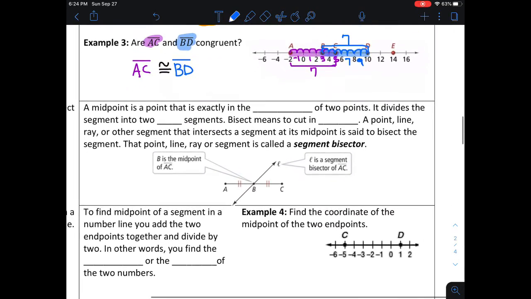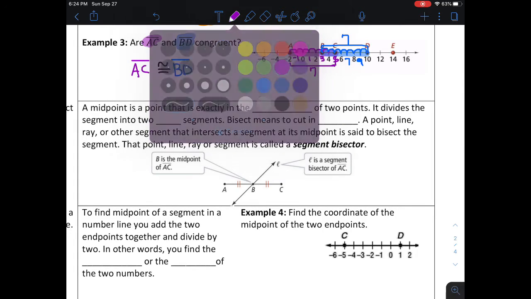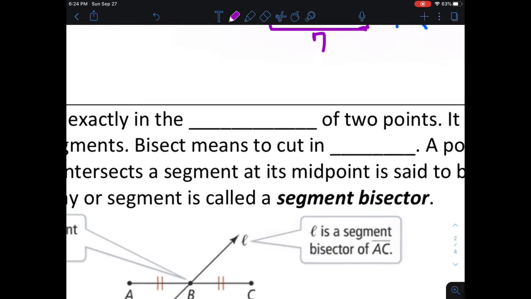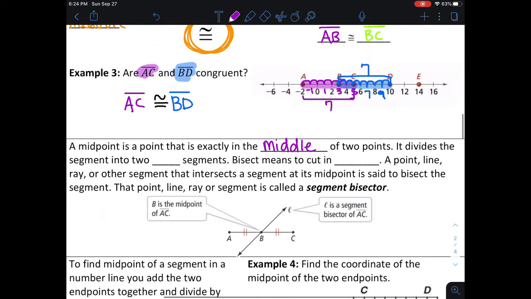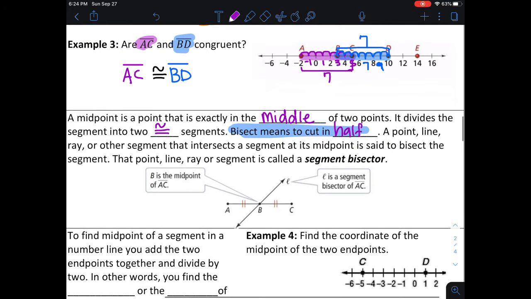All right, next, midpoint and bisectors, or bisect. A midpoint is a point that's exactly in the middle. That's why it's called a midpoint, honey. Don't be weird. It divides the segment into two congruent segments. Bisect means cut in half. I'm going to say that a lot, so get used to hearing it. I'm going to even highlight that because that's really important. A point, line, ray, or other segment that intersects is said to be a segment bisector. You can see that right here.